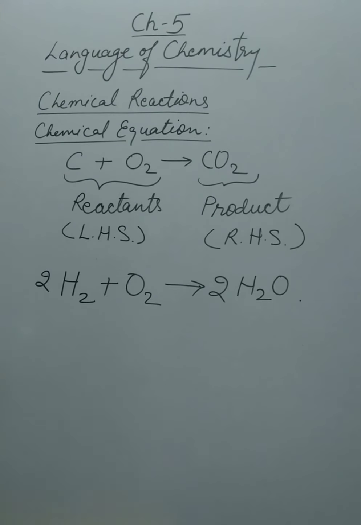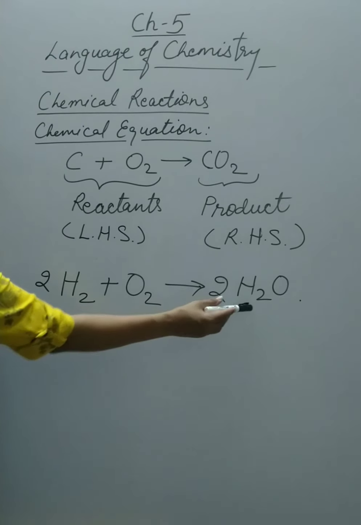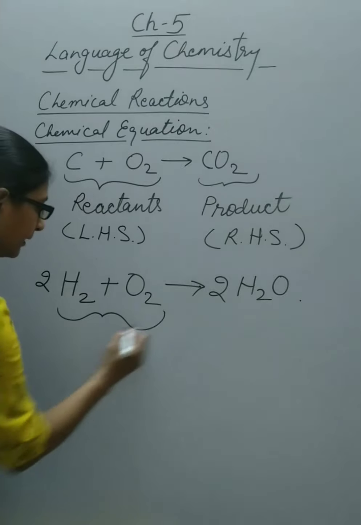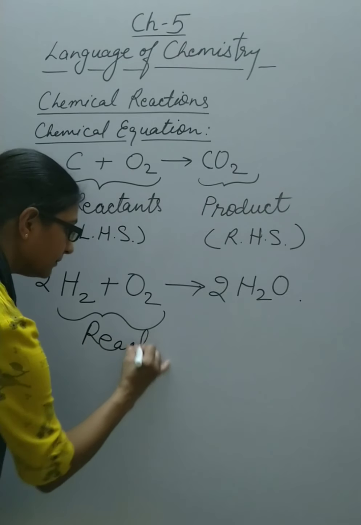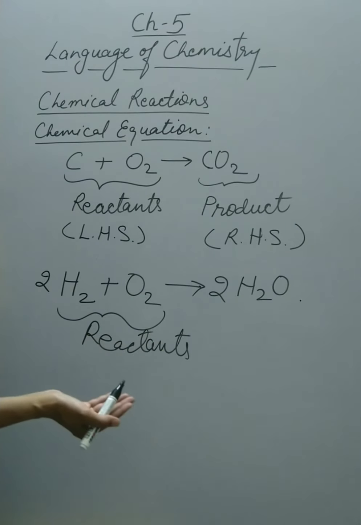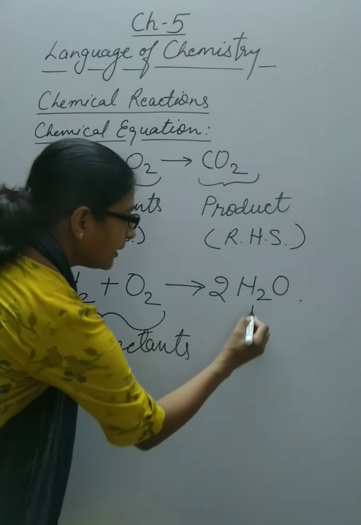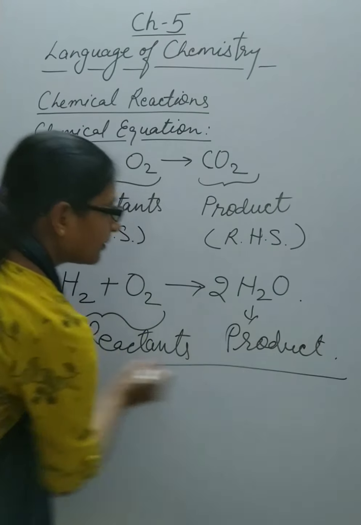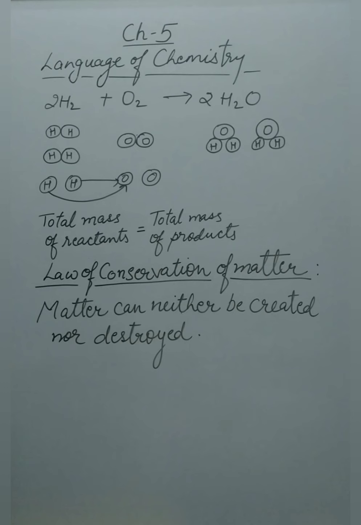Now let us have a look at another example. Here hydrogen is combining with oxygen to form water. That means hydrogen and oxygen, which are combining and participating in a chemical reaction, will be reactants, while water, which is formed as a result of the chemical change, will be the product. I hope by now you are clear with chemical reactions and chemical equations.